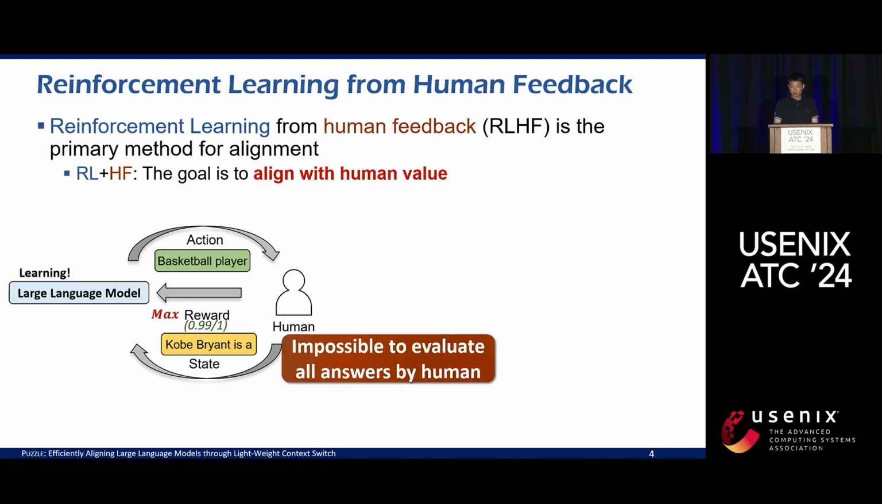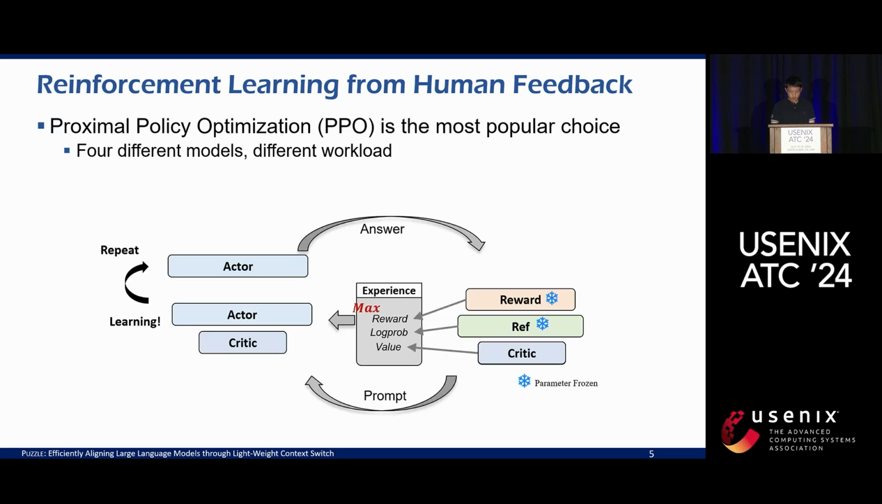However, it's important to see that this way is impractical, since evaluating every answer by human is extremely costly. To solve this problem, we can employ another LLM to simulate human evaluation. And as we can see, this scenario involves two models. After knowing the high-level idea of RLHF, let's focus on the most widely used RLHF algorithm, proximal policy optimization, or PPO in short.